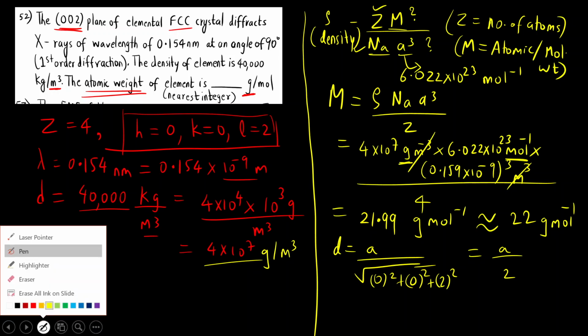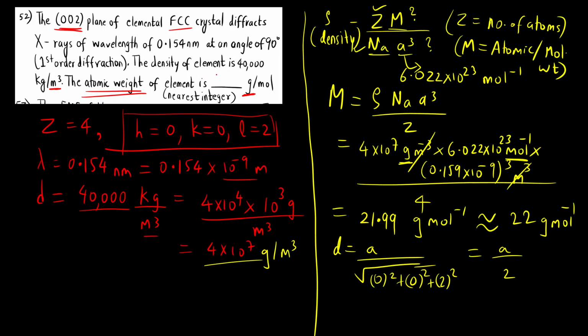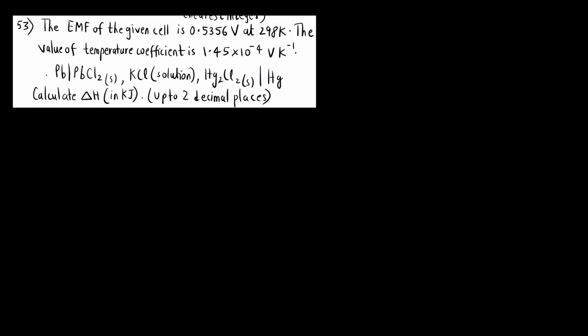What is the correct answer? Correct answer is nearest integer, so you will write 22. Only this, 22. Next one, the EMF of the given cell is this much. So E cell is given to us, that is 0.5356.